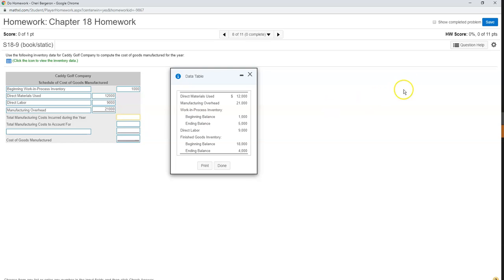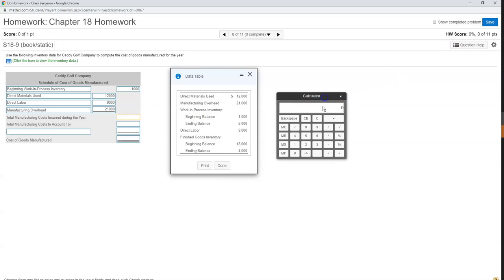All right, and then I'll use the calculator to add those three numbers together. All right, and it was 42,000. All right, so that's these numbers added. And then to find out how much to account for, I do 42,000 plus what I started with, which is 43,000. And then I subtract out ending work in process.